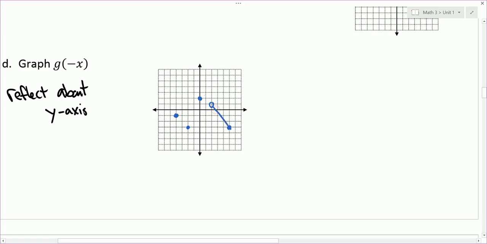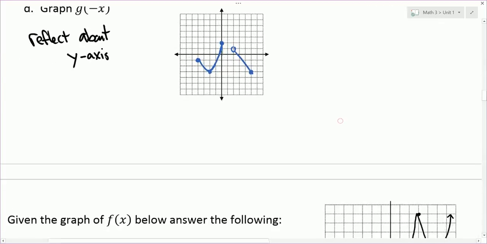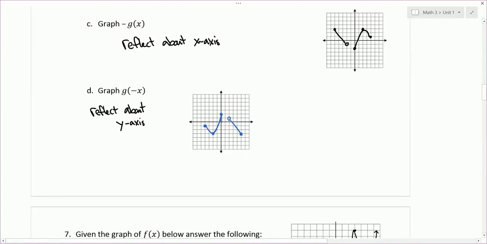These two connect, U-shape through those points, or J-shape. And there we have it.